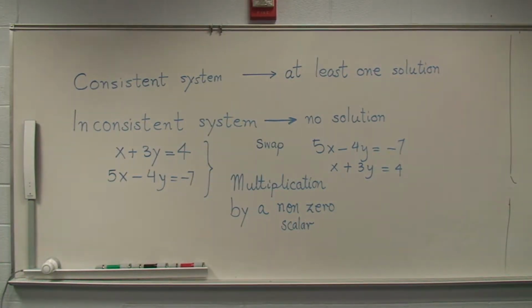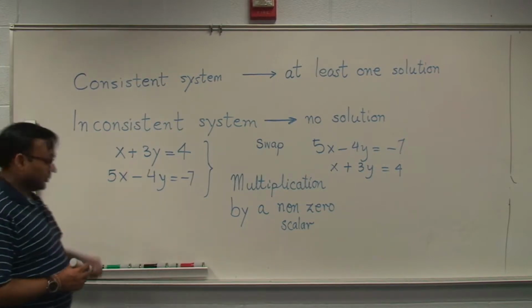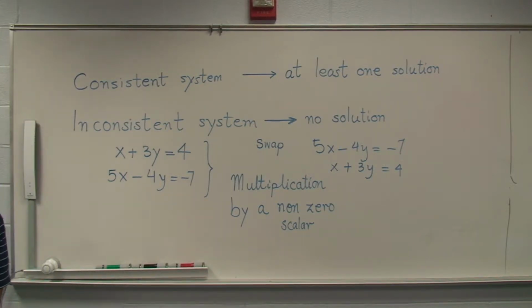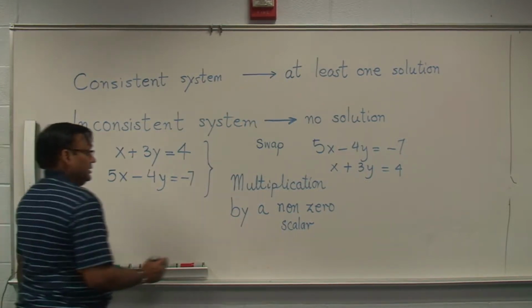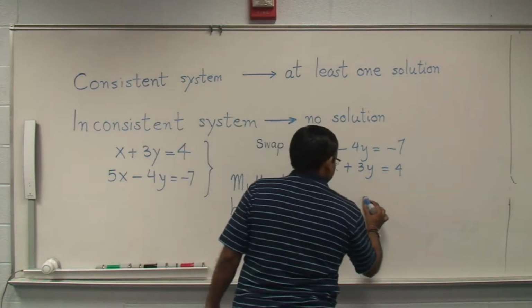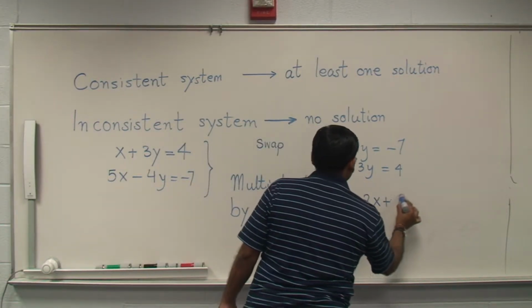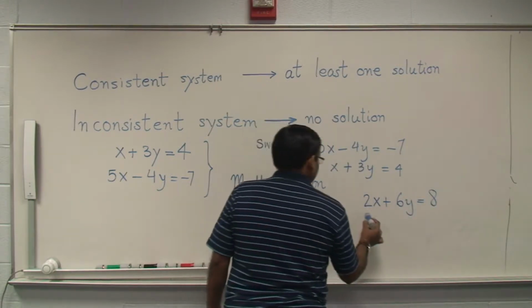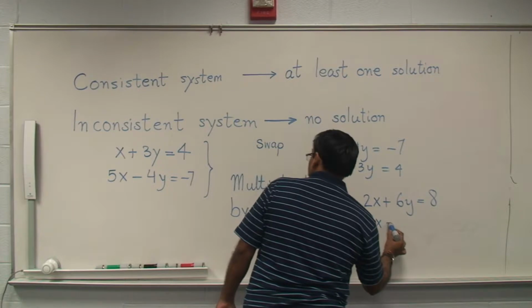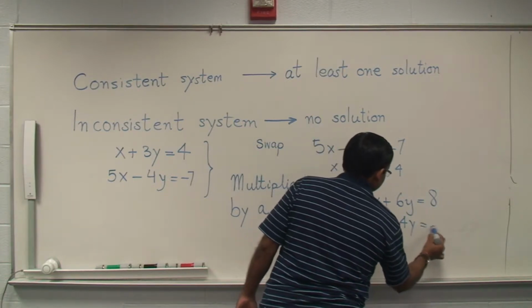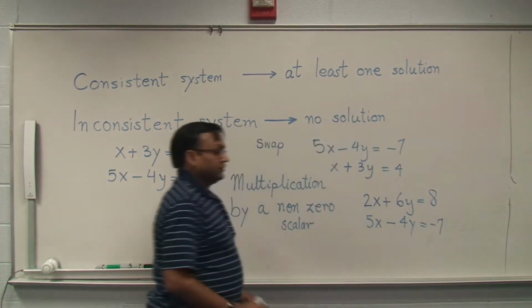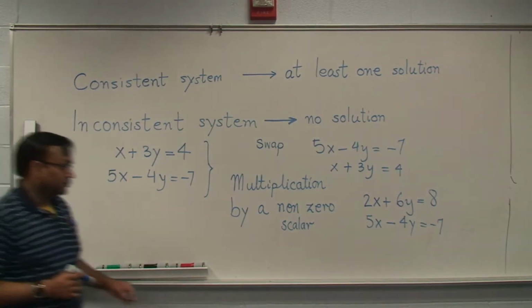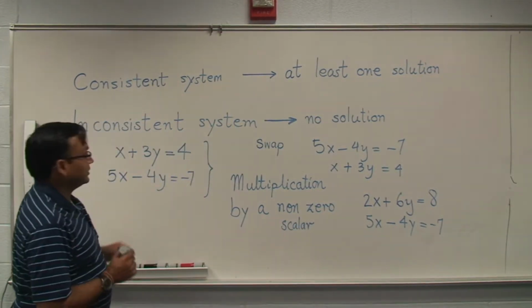Okay. What if I multiply one of these equations, let's say the top one, by a non-zero scalar? Will that have any effect on the solution? So for example, if I multiply the first equation by 2, this will become 2x plus 6y equal to 8, and this will be 5x minus 4y equal to minus 7. The question now we are asking is, will this new system have a different solution than the first one?